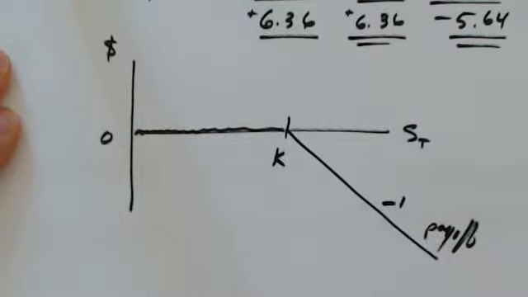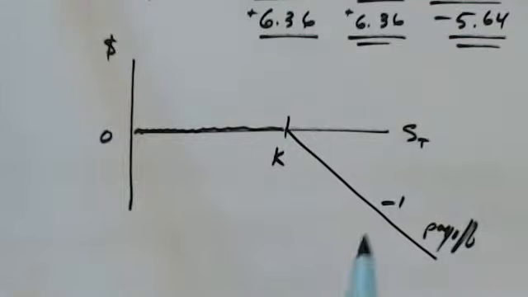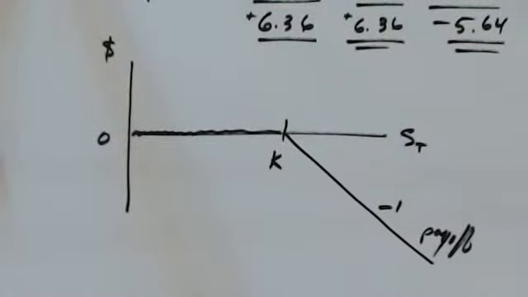That has a slope of -1 right here. Slope is 0 in this area. Kinks at K. Everything in options kinks at K. Okay. And notice what you have.